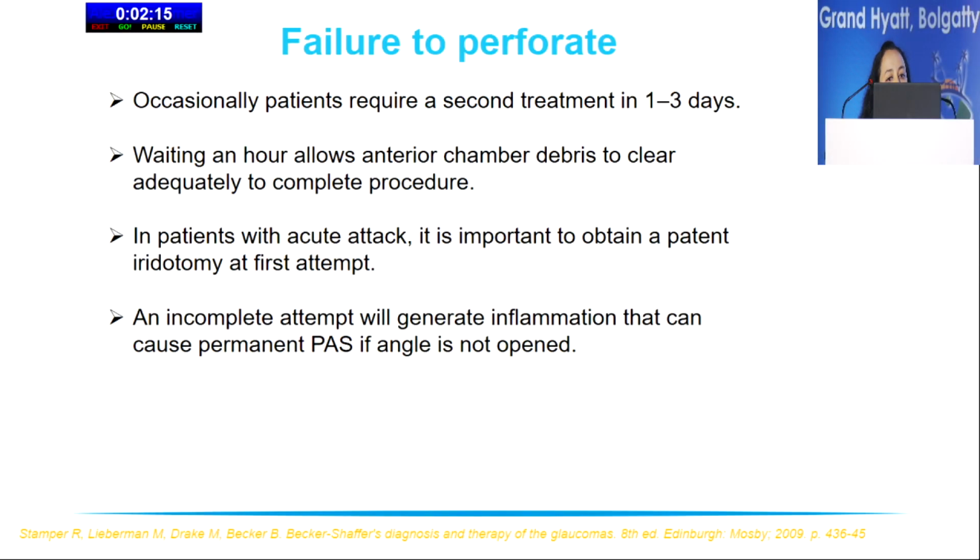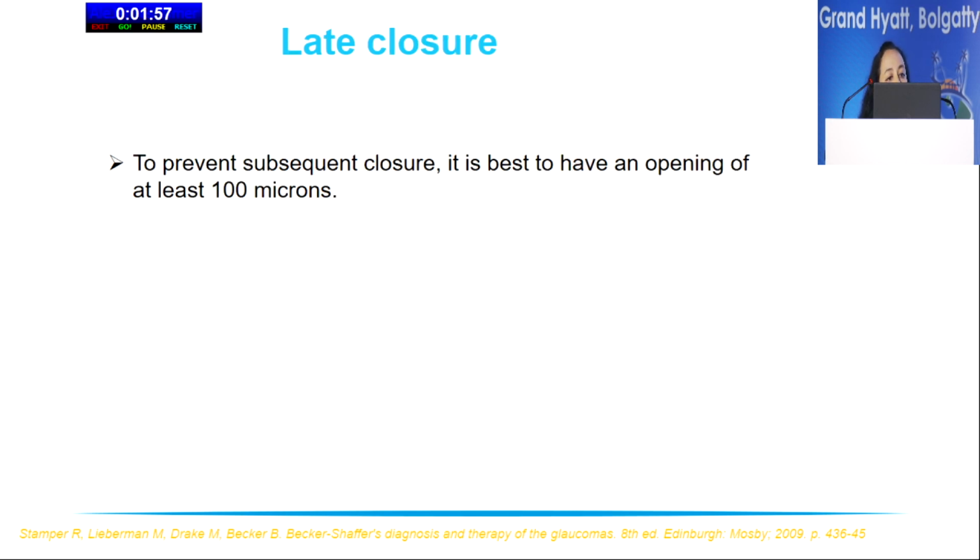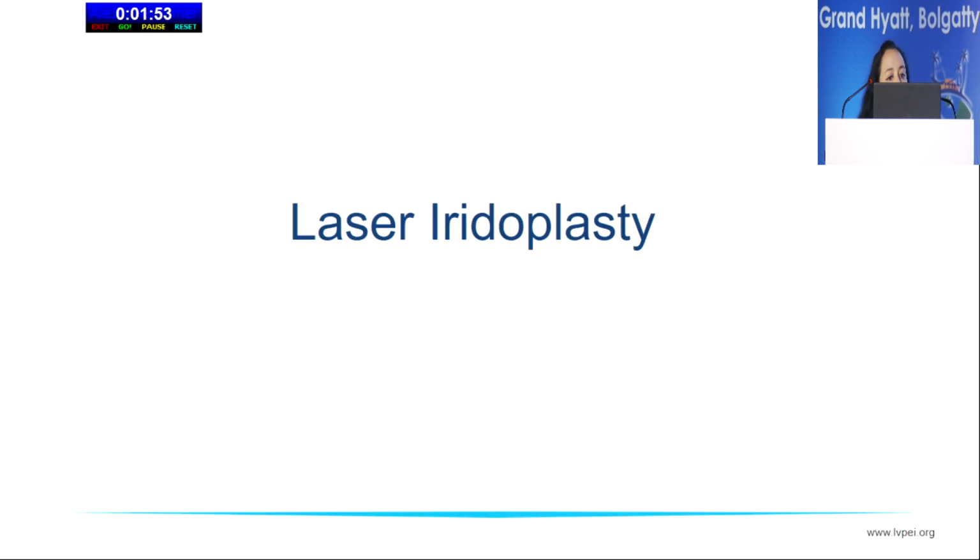So if there is failure to perforate, we can either tell the patient to wait for some time in the clinic only and repeat the procedure after the debris has reduced, or we can call the patient after 1 to 3 days. But of course, in acute attack, it's very important to have a patent iridotomy at the first sitting only. Late closure can happen if the iridotomy is made very small initially.